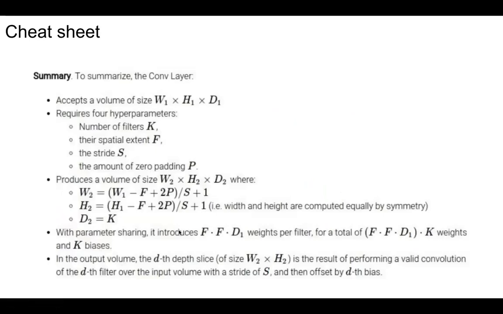And with parameter sharing introduced, the number of weights per filter will be F cross F cross D, where D is the depth, and a total of F cross F cross D into the number of filters, and these are the number of weights that we have, and each filter will have a bias term with it. So K biases as well. So in total, F cross F cross D cross K plus K parameters.